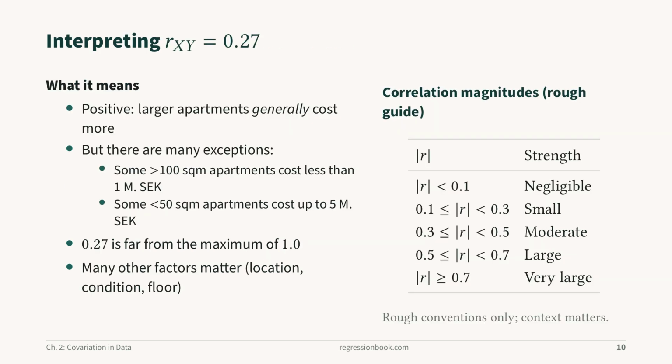How should we read 0.27? Larger apartments generally cost more, but the exceptions are everywhere. Some apartments above 100 square meters sell below 1 million kroner, and some small ones fetch up to 5 million. The table gives a rough vocabulary. Below 0.1 negligible, up to 0.3 small, then moderate, large, and very large past 0.7. Rough conventions only. Context decides what matters.